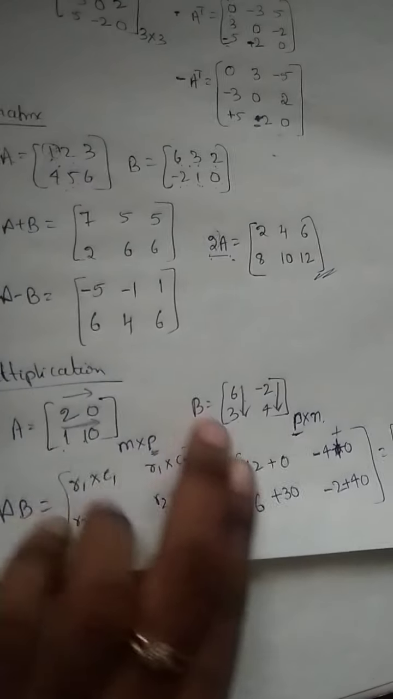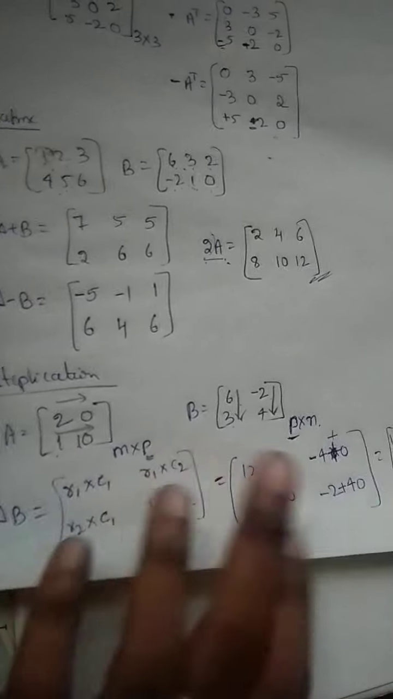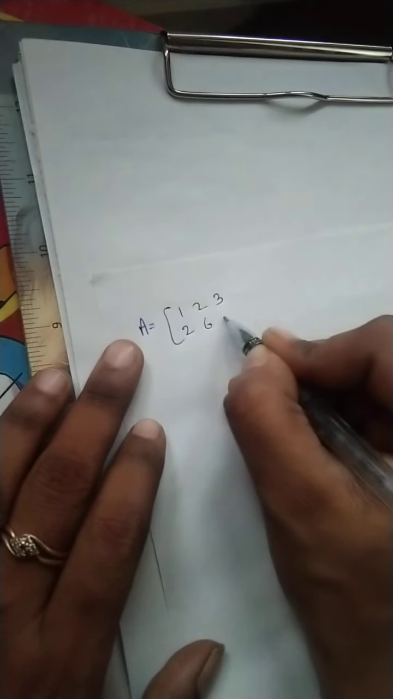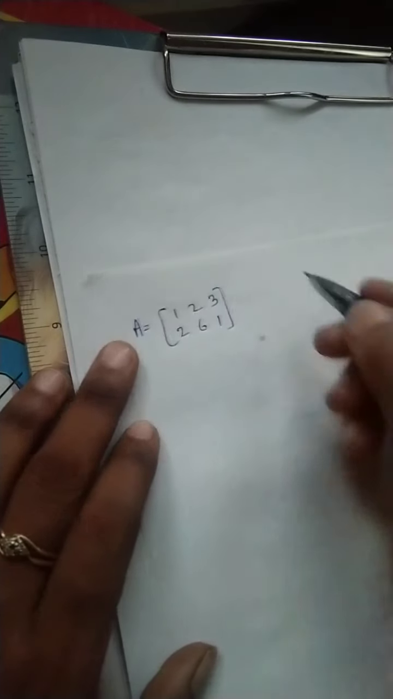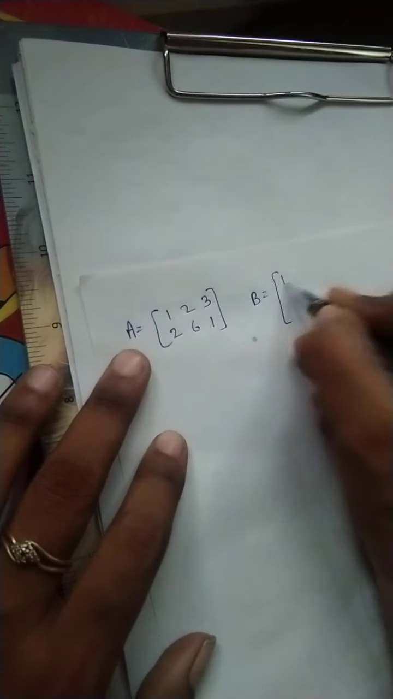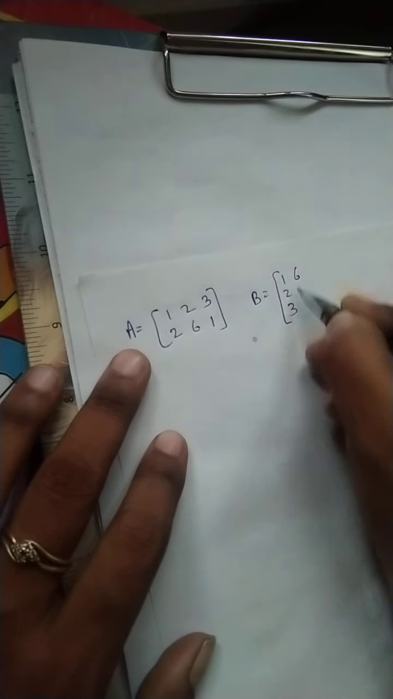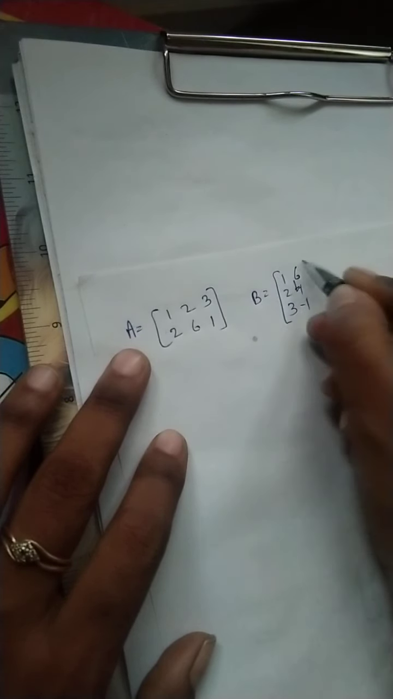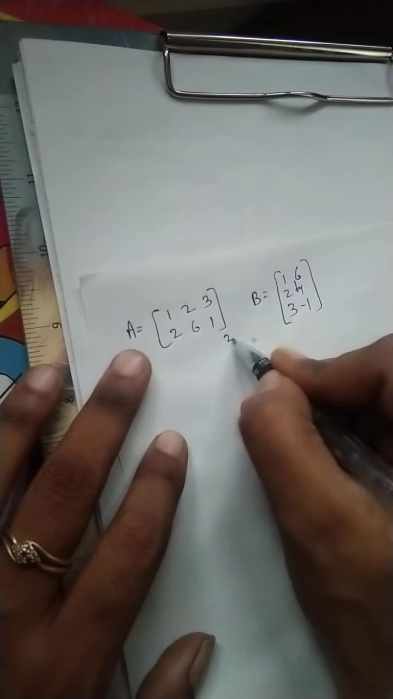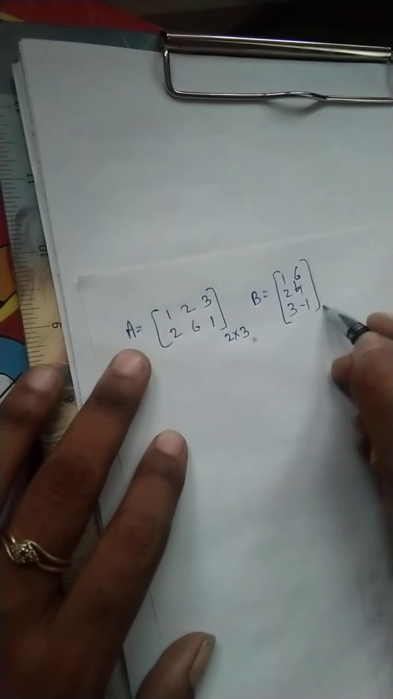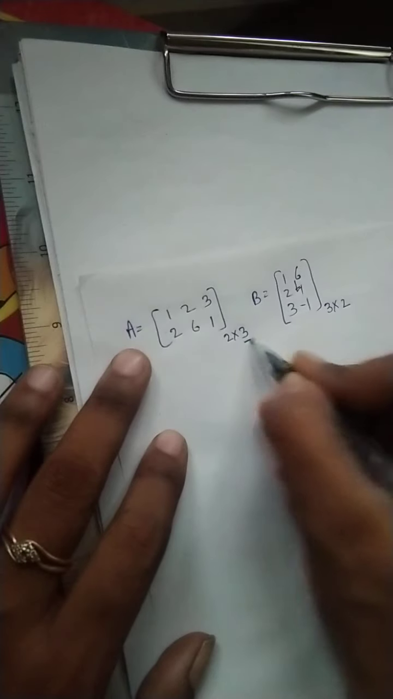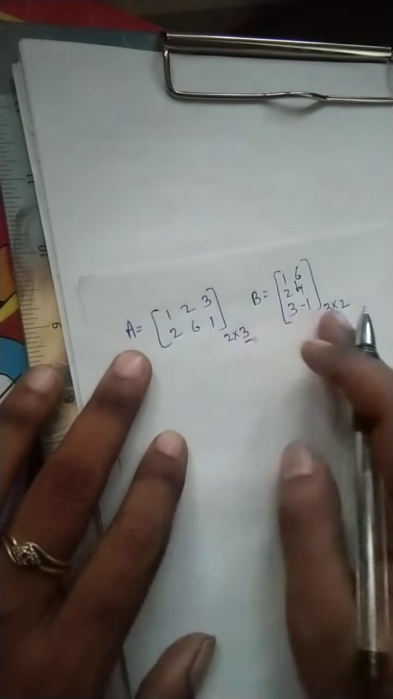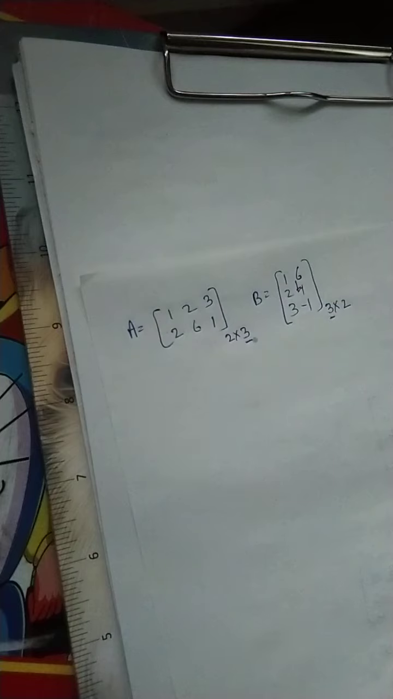Okay, now if you want to make P equal, the example is: see, consider A given as 2 rows and 3 columns I will make, and B is given as 1, 2, 3, 6, 4, minus 1. Okay, now this is of order 2 cross 3, and this is of order 3 rows by 2 columns. So here P is equal. Now you can multiply these. So how to multiply?